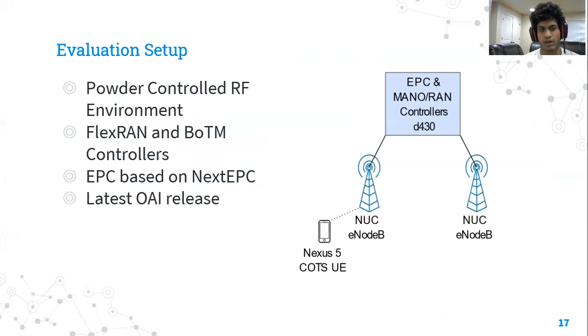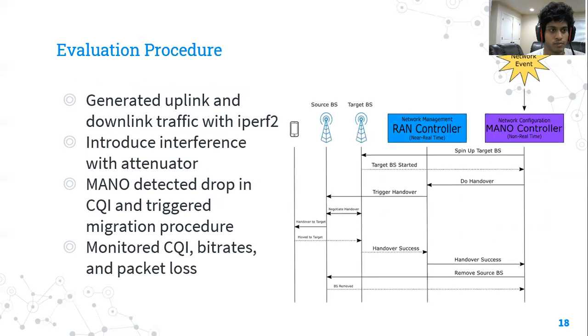And so here is our evaluation. So first off, we evaluated in a power controlled RF environment. We deployed our microcontrollers and the EPC and the RAN controller on a D430 POWDER compute node. And then we had two base stations running in the controlled RF environment with a single COTS UE.